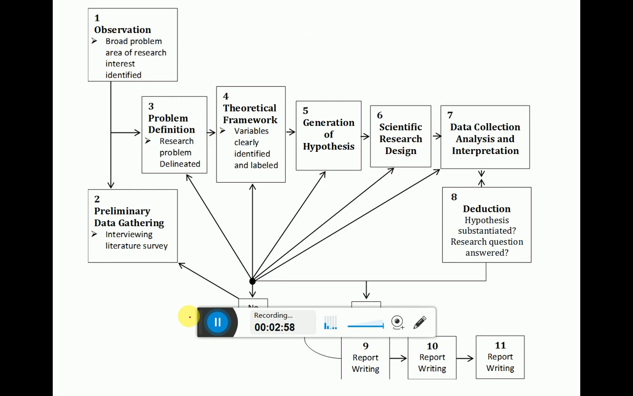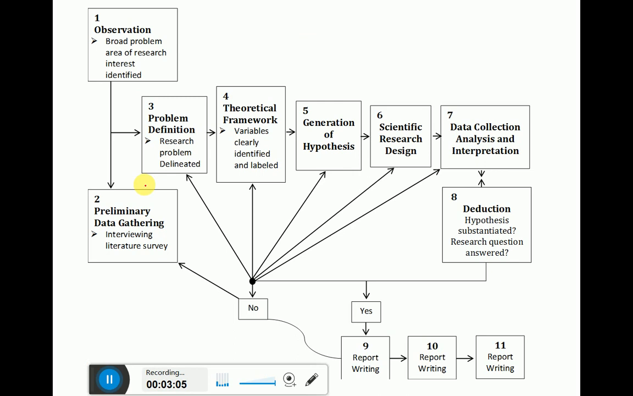Now, if you glance over this diagram, it is actually the roadmap of a research, showing how a researcher starts and how the researcher ends the research. That is basically a road map. The researcher's first step is the observation step, and that step we also call the broad problem area. Later on we will discuss in detail what the broad problem area is.